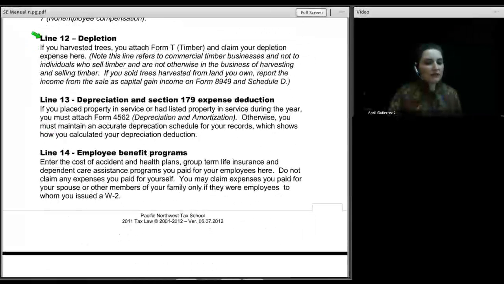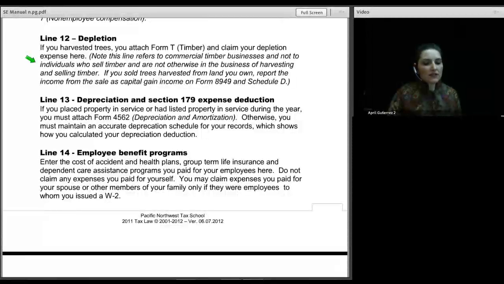Line 12 is for depletion. Unless your tax client is in the timber business, you're not going to be entering a depletion deduction on there. If you do enter a depletion deduction, you are supposed to attach Form T for timber. Note that this line refers to commercial timber businesses only and is not meant for individuals who sell timber and are not otherwise in the business of harvesting or selling timber.